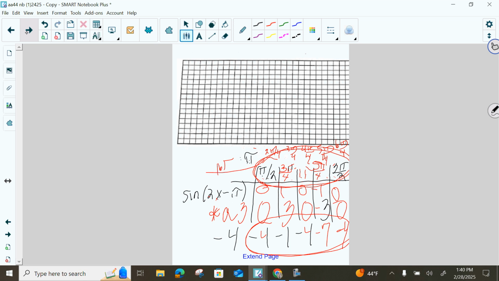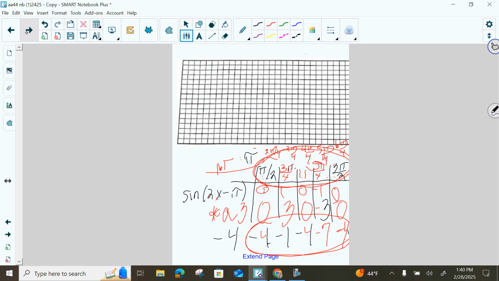What's the distance between negative 1 and negative 7? 6. What's half of that distance? Isn't that what we said as the amp? We said the amp was 3, right? What else did we do? Down 4, right? Down 4 is going to be the midline. It was at 0, and then I moved it down 4. So that checks that too, right? Down 4 is our midline.